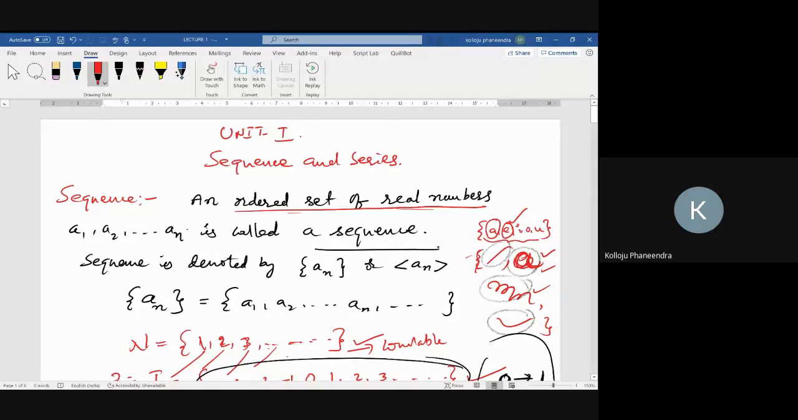Okay, someone is asking a doubt. Come on. Sir, do all bounded sequences come under monotonic, sir? You conclude yourself.